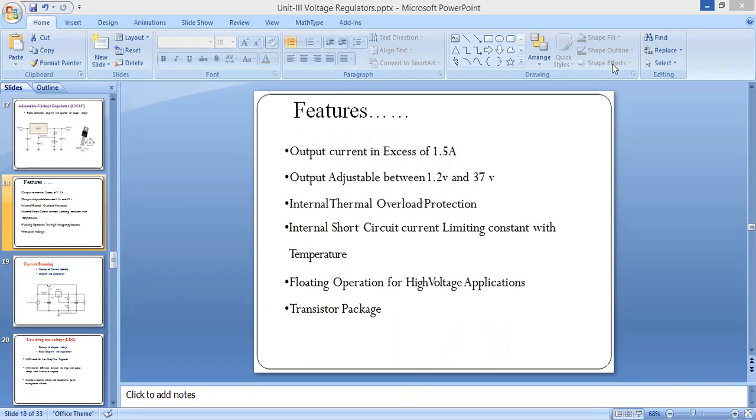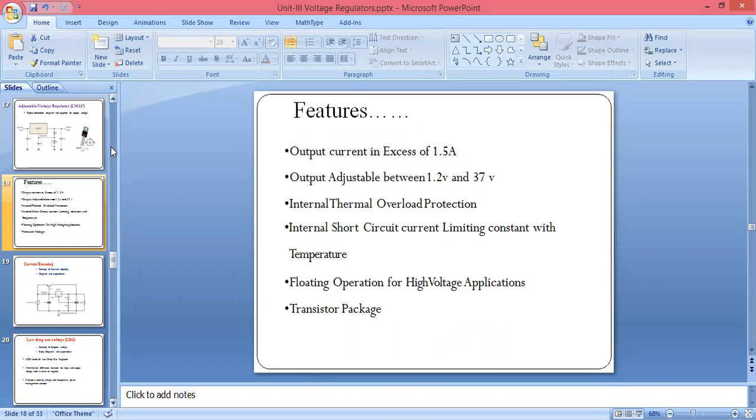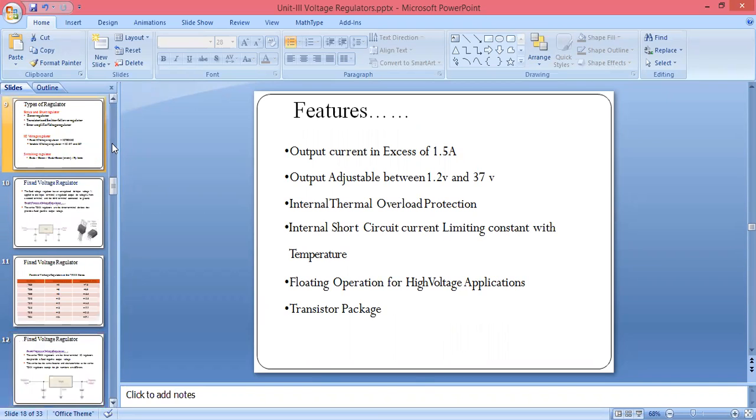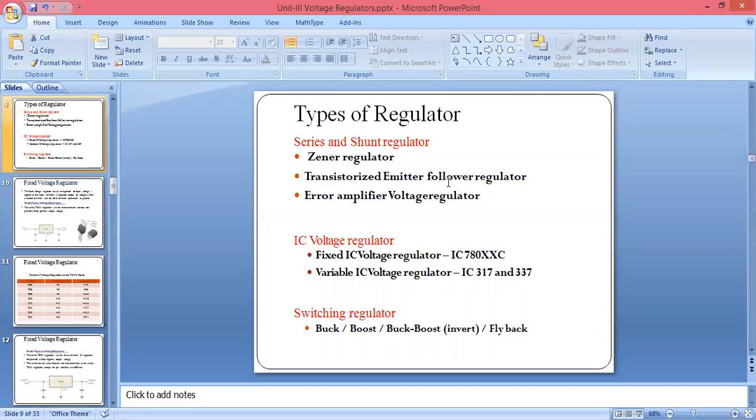So in today's session, we have seen about voltage regulators. There are different types of voltage regulators, fixed and adjustable voltage regulators. For the fixed voltage regulator, in our syllabus, we have to study the IC 78XX and IC 79XX voltage regulators that will give fixed output voltage, and for variable voltage regulators we have to see 317 and 337.